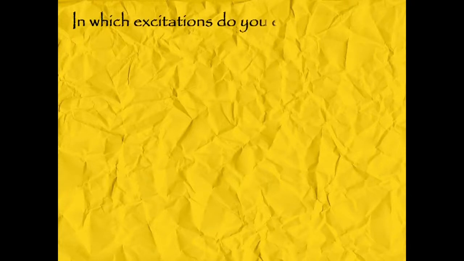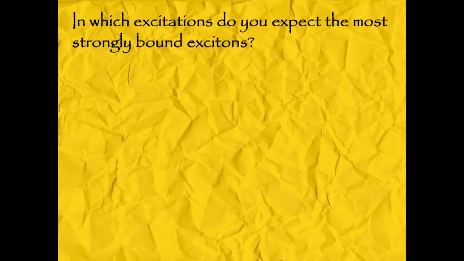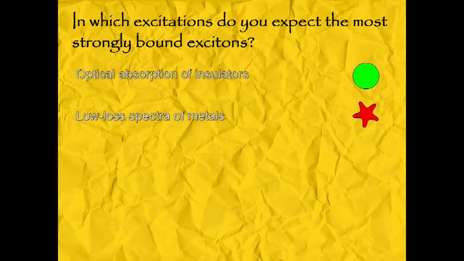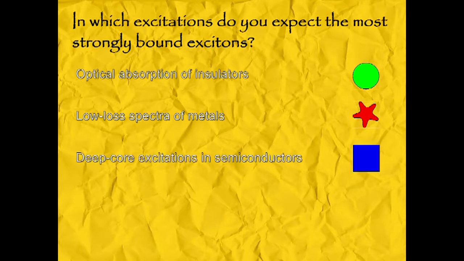So, question to you. In which systems do you consider these excitonic effects, this Coulomb interaction between electron and the hole, to be most strongly bound? Could this be the optical absorption of insulators? Could this be the low-loss spectra of metals? Could it be deep core excitations in semiconductors? Or could it be excitations in molecular crystals? What do you think?